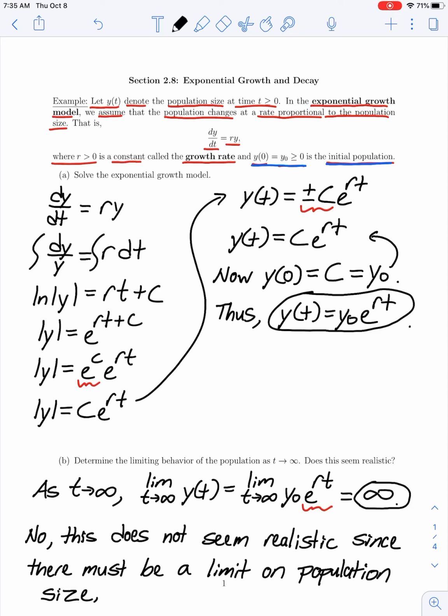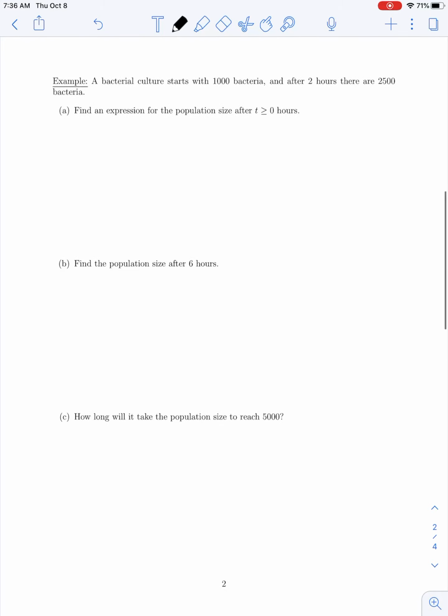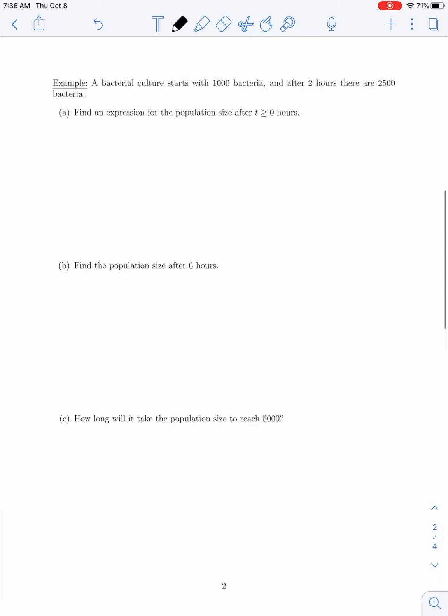So this is one drawback of the exponential growth model. It is not a very realistic model if we're looking at predicting future populations over a longer period of time. And in our next section, we're going to talk about some more realistic population models which have a limiting population size. But to consider an application of this exponential growth model, let's look at the following example.